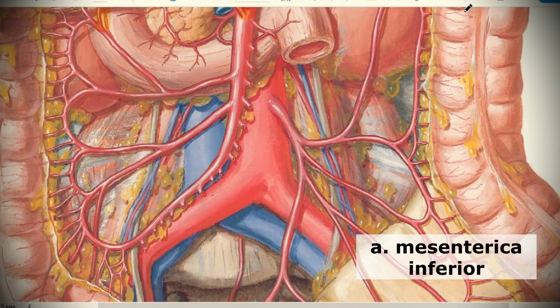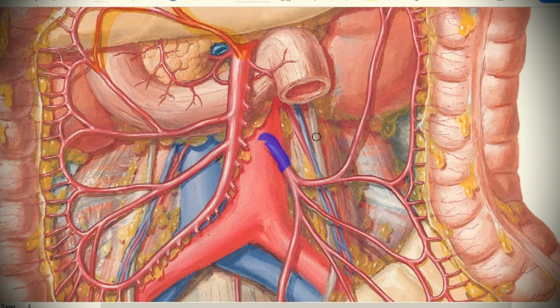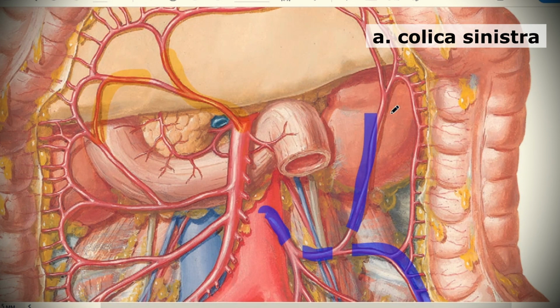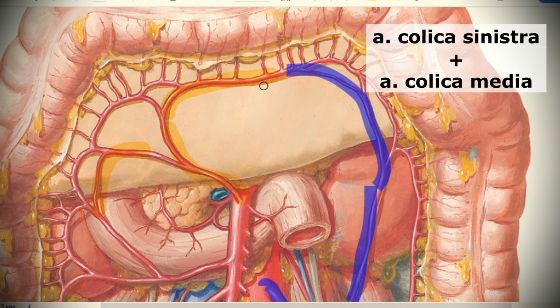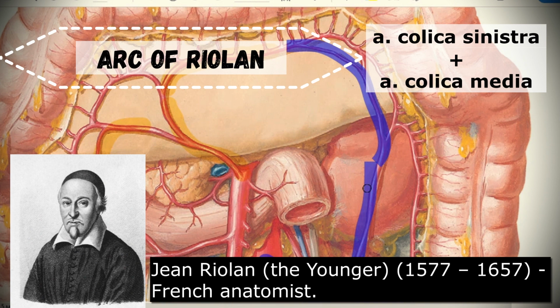So arteria mesenterica inferior originates from the aorta on the level of the third lumbar vertebra, and as you can see, it divides into a few branches. First of all, it is arteria colica sinistra that divides into ascending and descending branches that supply your colon descendens and part of the colon transversum, and in this place, as you can see, it creates an anastomosis with the middle colic artery, with arteria colica media. It is a big anastomosis, and it has an eponymous name, the Arc of Riolan. It was also an anatomist who described it.